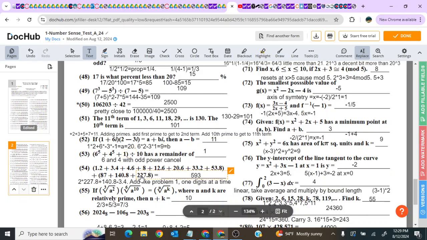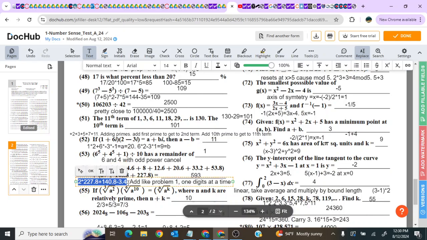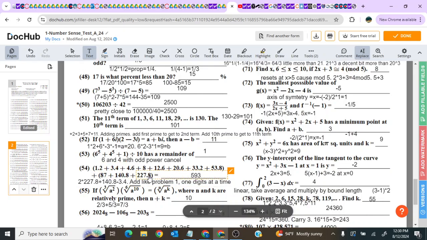54, this is a Fibonacci sequence. The sum of Fibonacci is 2 times the last number plus the second to last number minus the second number. So basically this right here. It's best to figure this out by adding, like in problem 1, doing one digit at a time. So 8 times 2 is 16, plus 8 is 24, minus 4 is 20. So carry a 2. Don't write anything because that would be a decimal. Continue down that pattern, you get 593.